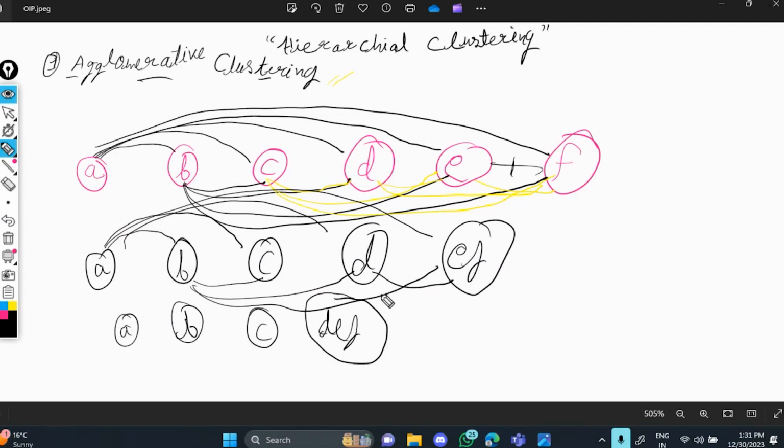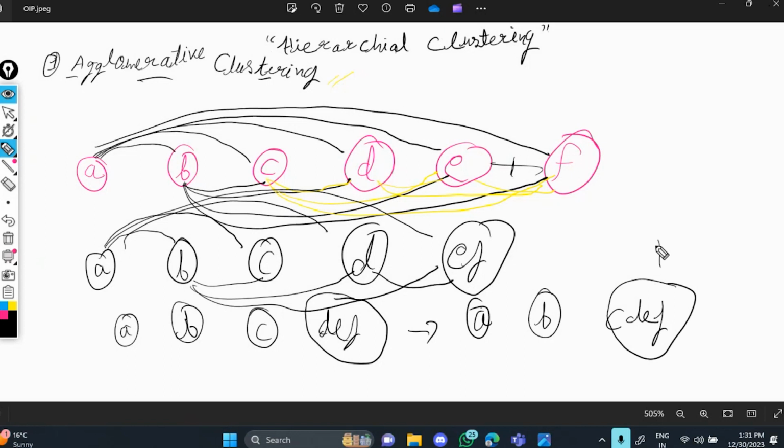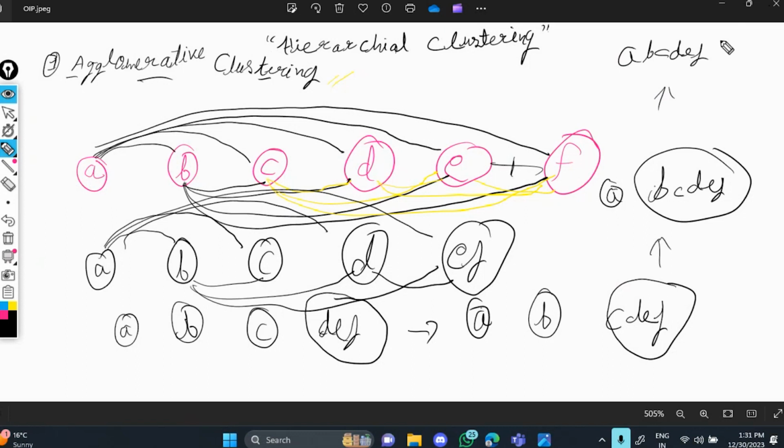Now we have created this, right? Now we are again going to see which one is closest. So in the next step, you can say A, B, and the third one will become C, D, E, F. Then now A, B, C, D, E, F. And in the final step, it will become one, A, B, C, D, E, F. It will become a single record.